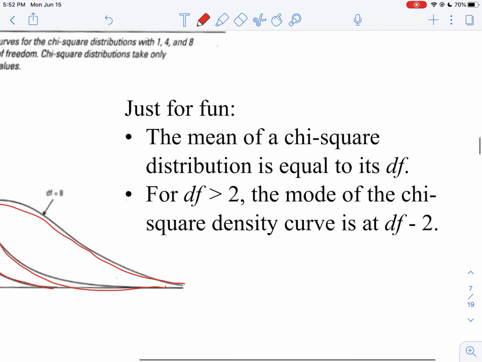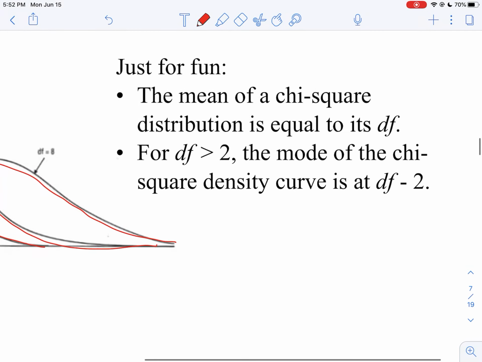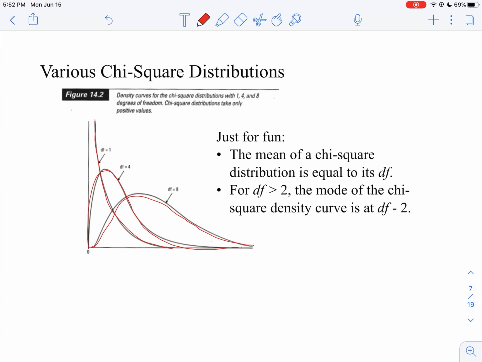And you don't need to know this for the test, but for those of you who really like the math involved, the mean of a chi-square distribution is always equal to its degrees of freedom. And as long as the degrees of freedom is greater than 2, the mode of the chi-square density curve is the degrees of freedom minus 2. So those are just interesting things to note if you're super into the math, but you don't need to know those for the AP test.